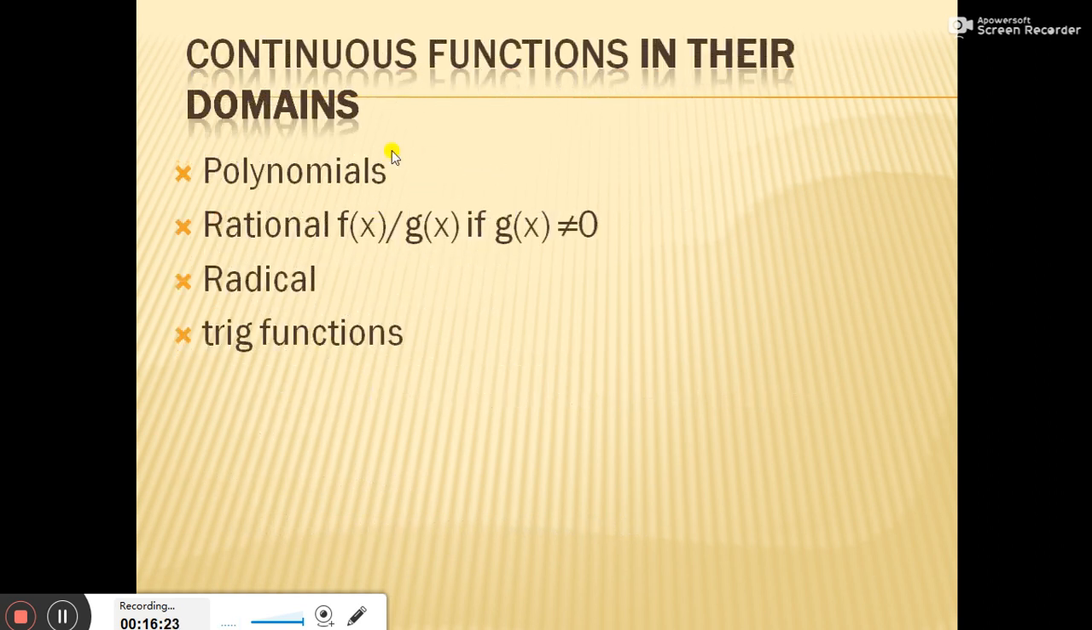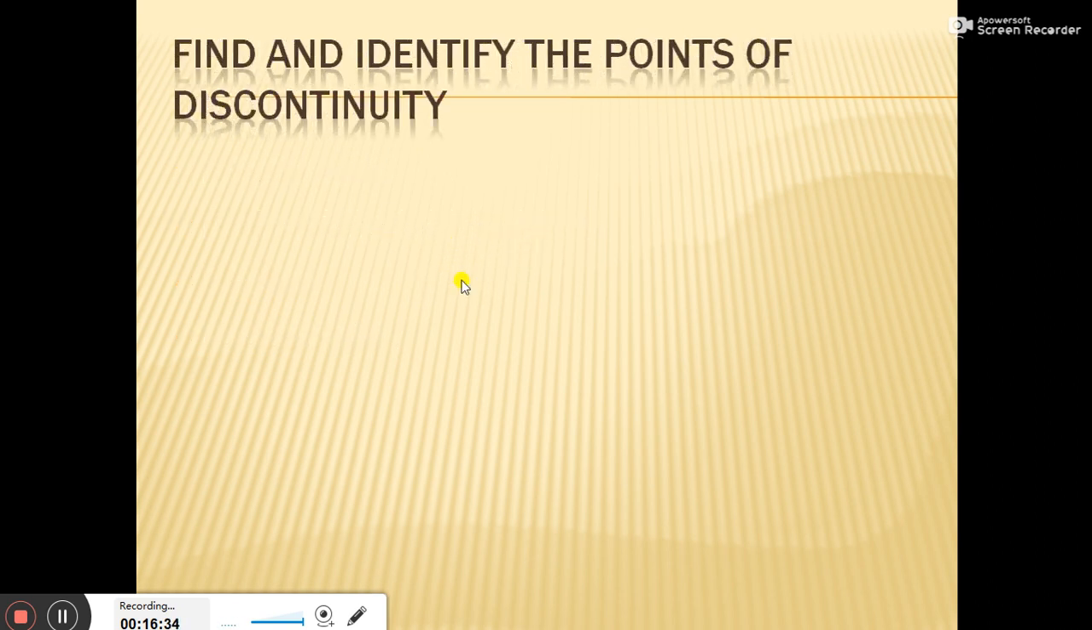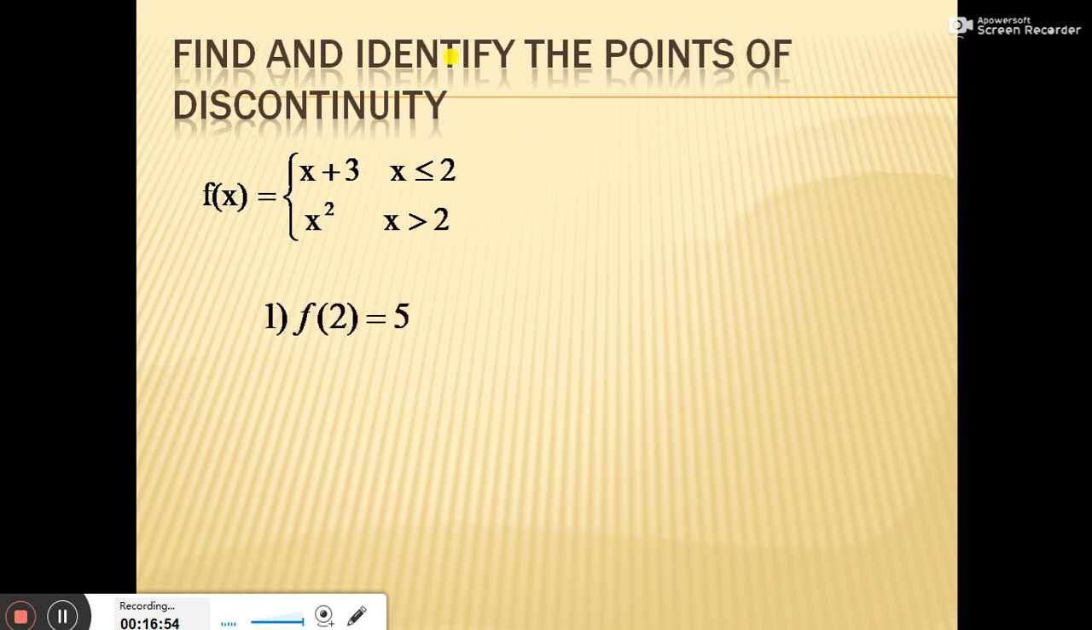And now, polynomial functions, rational functions, radical functions and trigonometric functions are continuous in their domain. For example, find and identify the point of discontinuity. Here f(x) is equal to x plus 3 when x is less than or equal to 2, and x square when x is greater than 2. No point is given, so we have to check for continuity. First of all, we have to check at the breaking point. The function is defined to break at x equal to 2. Therefore, we have to check at x equal to 2.